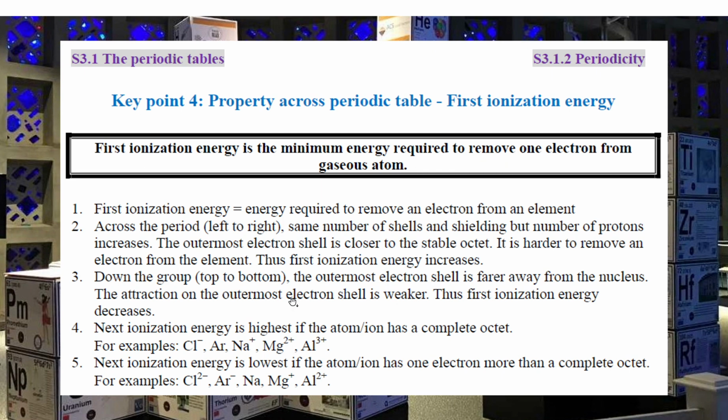But down the group, the electron is far away, with less attractive force, weaker, so lower first ionization energy. And what is the exceptionally high one? If they have a complete octet already, the ionization energy will be very high because they are stable. On the other hand, if they have one electron more, they really want to kick it out, so the ionization energy will be lowest. To distinguish highest and lowest, think about whether they have a complete octet or one more electron than the complete octet.